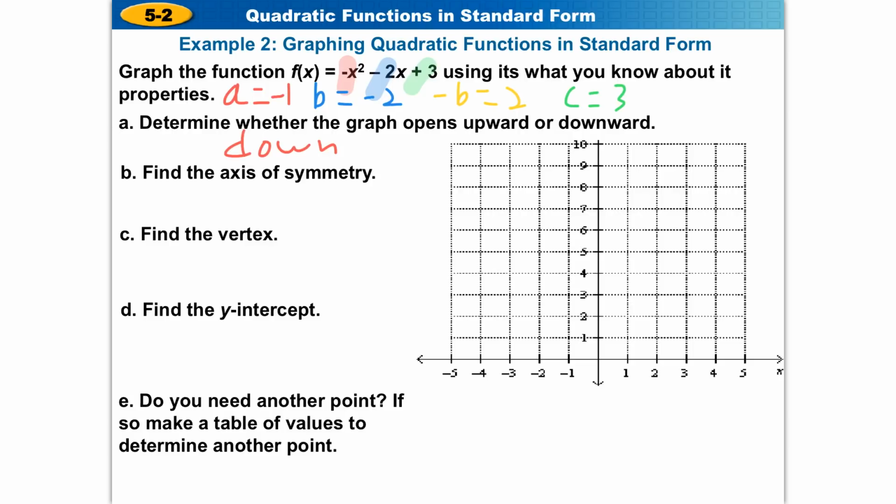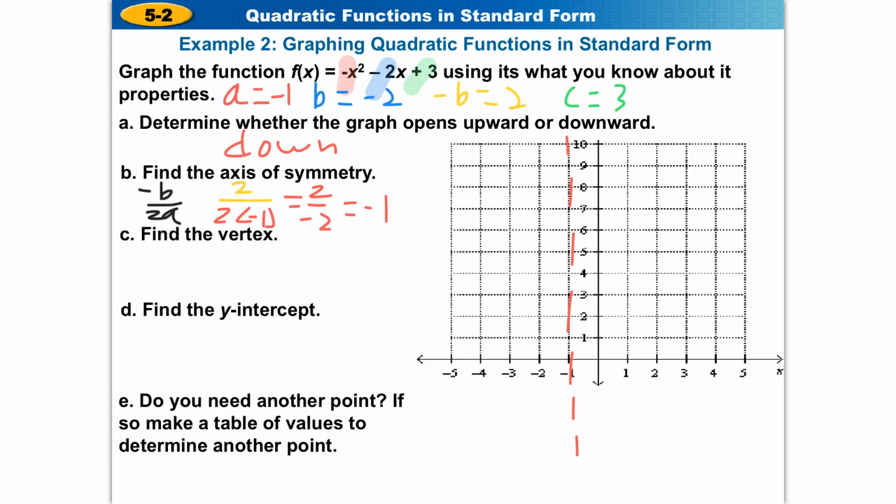The axis of symmetry is the opposite of B over 2A. So the opposite of B is 2 divided by 2 times A. So the axis of symmetry is -1.